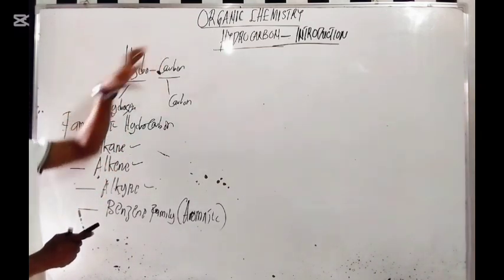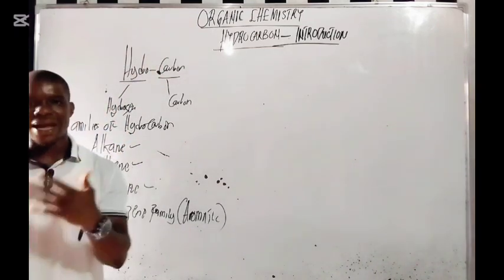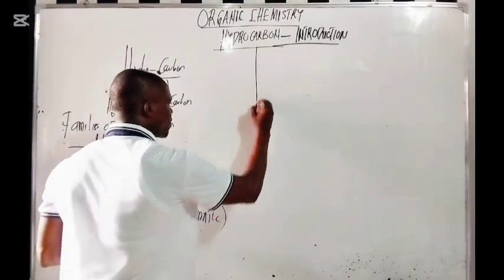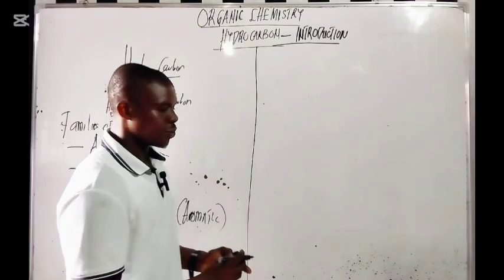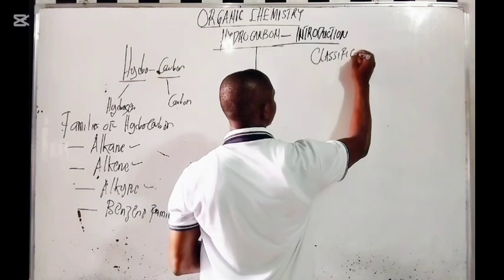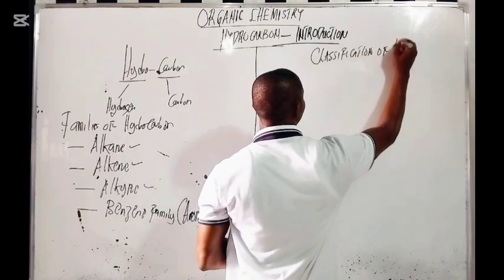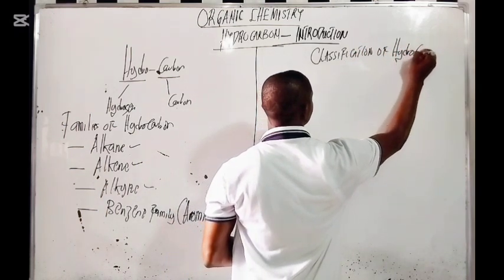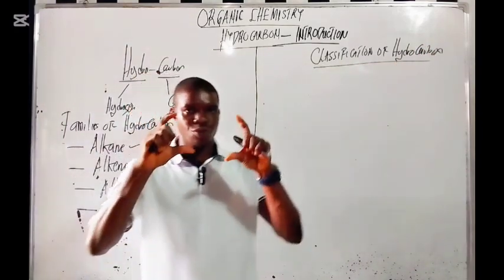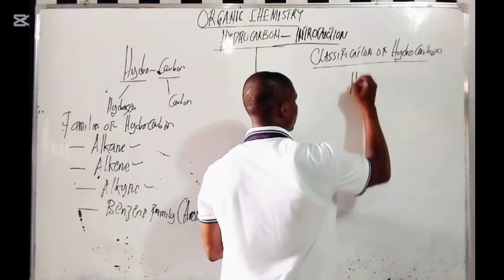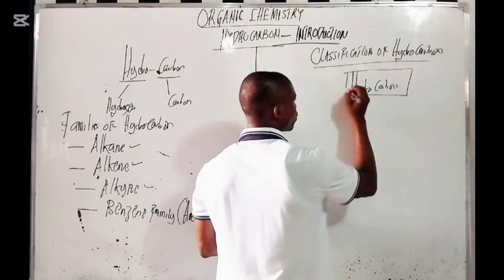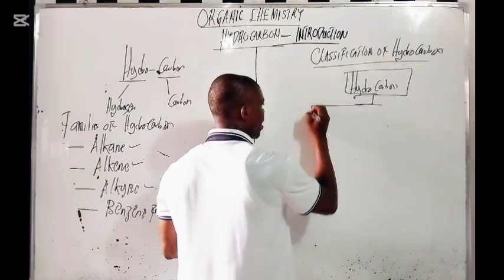Since you now understand what is called hydrocarbon, the next thing to understand is how you classify hydrocarbon. So let's look at the classification of hydrocarbon. Hydrocarbon can be divided into 2 main parts.